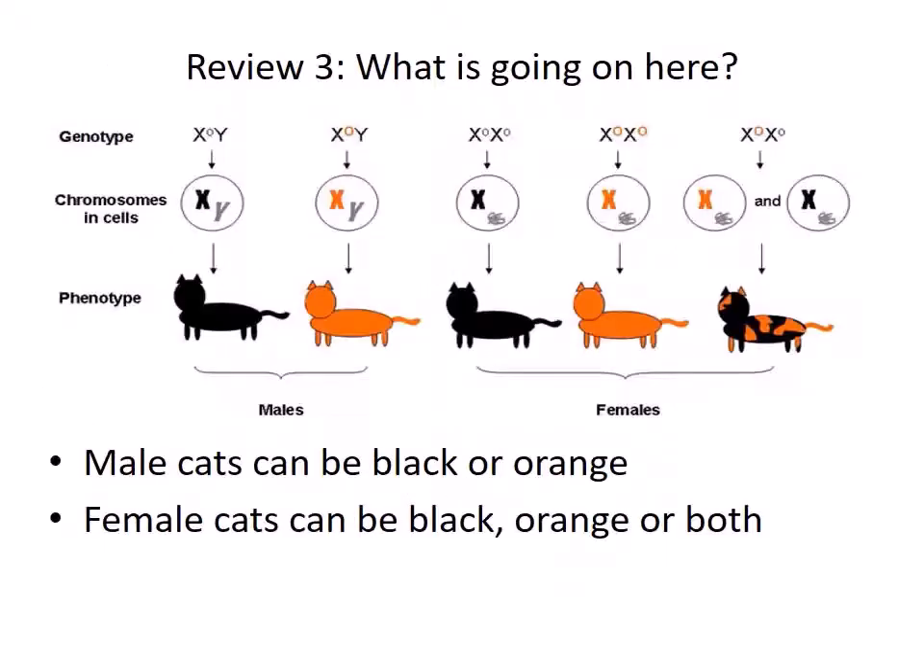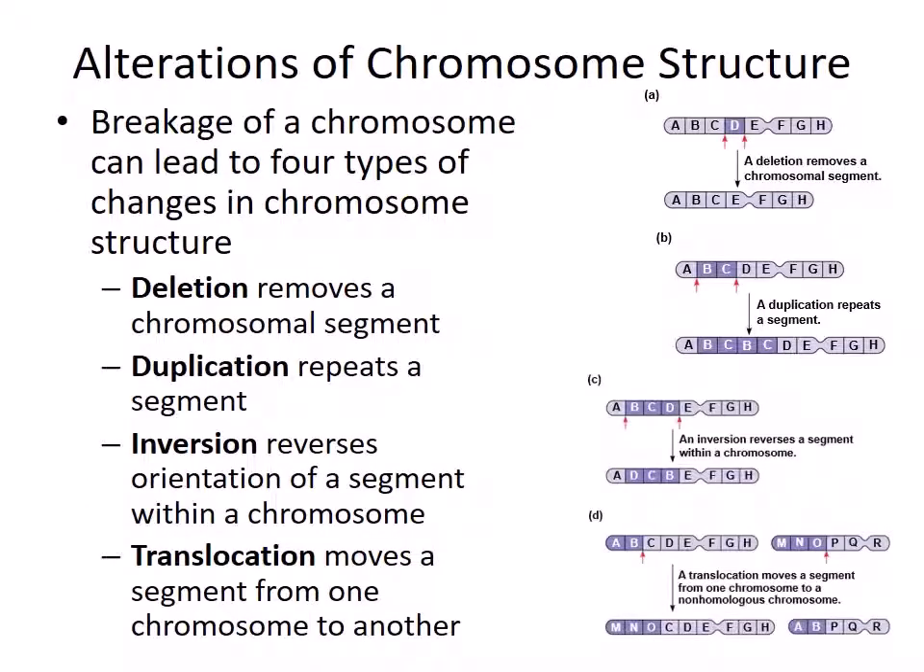So what is going on here? We've got cats that could either be black or orange, or female cats that could be both black and orange. You can see that the X chromosome is what's carrying this black or orange coloration, and a female cat that is both black and orange is an example of X inactivation. If the female is heterozygous for those colors on her X chromosome, the different cells in her body will turn them on or off, and whichever cells turned off a particular chromosome will have a particular color there.